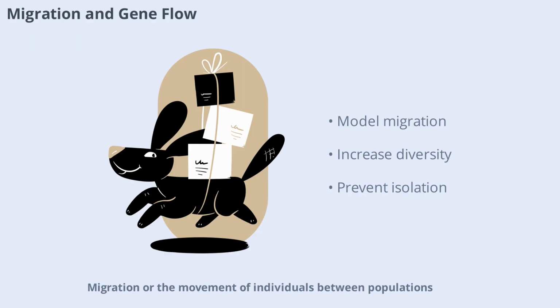Migration, or the movement of individuals between populations, introduces new genetic material and increases diversity. In simulations, gene flow can be modeled by allowing virtual organisms to move between groups. This exchange of genes helps prevent populations from becoming too genetically isolated and can speed up adaptation to new environments.